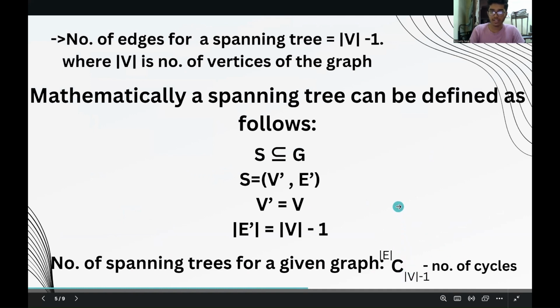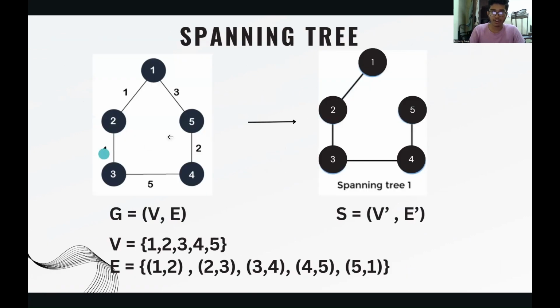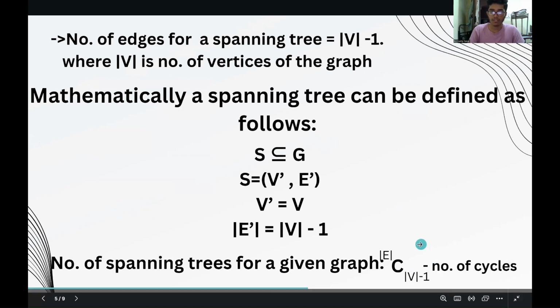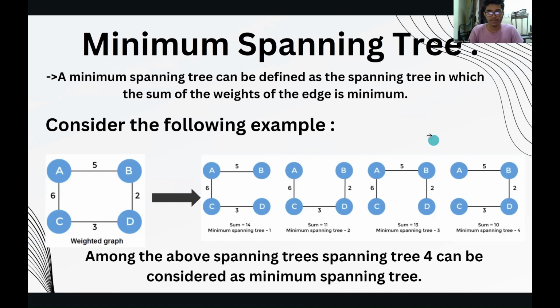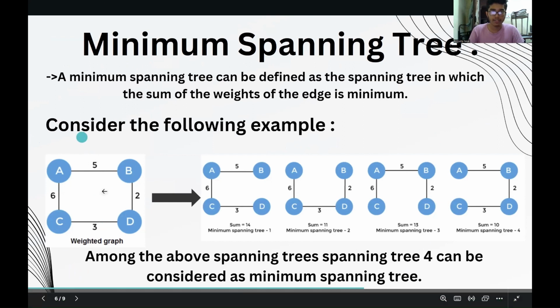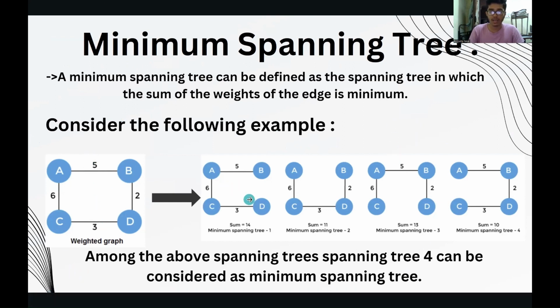5C4. What is 5C4? It is 5, right? So we can form 5 spanning trees from this given graph. Hence, we can use this formula for finding the number of spanning trees for any given graph. So here I have taken an example. From this example, this many spanning trees can be formed.